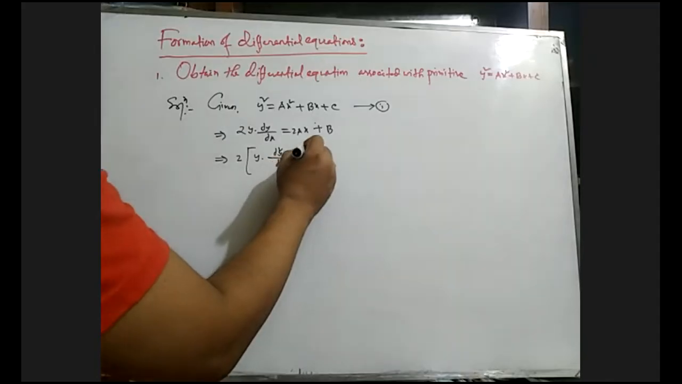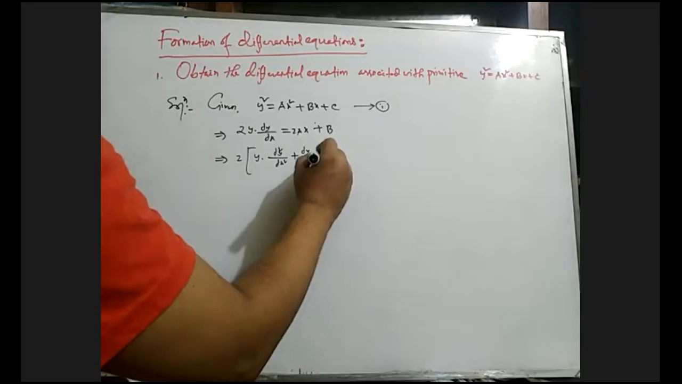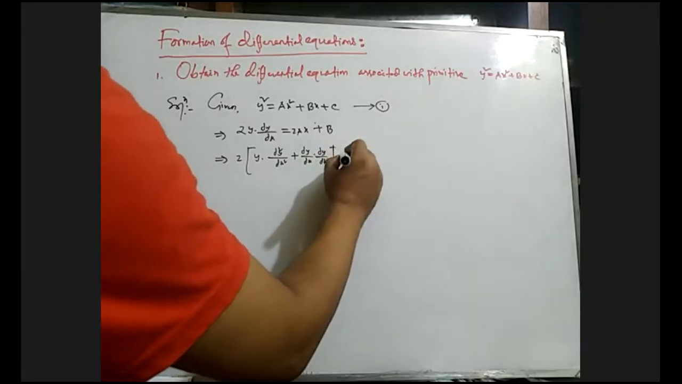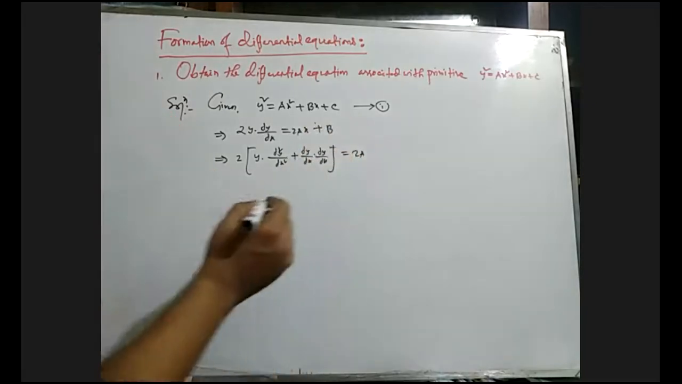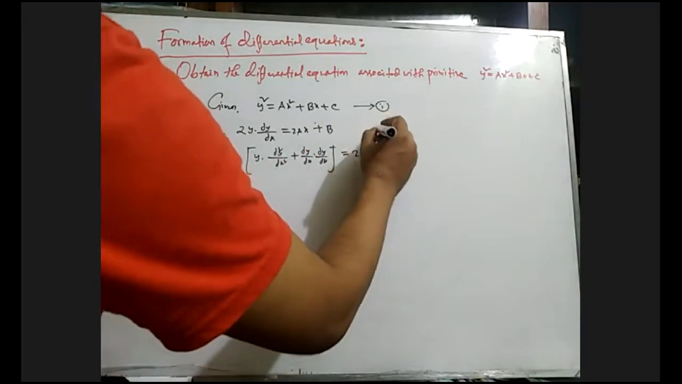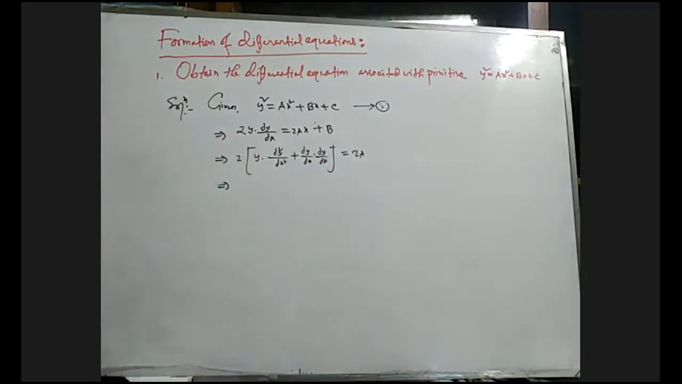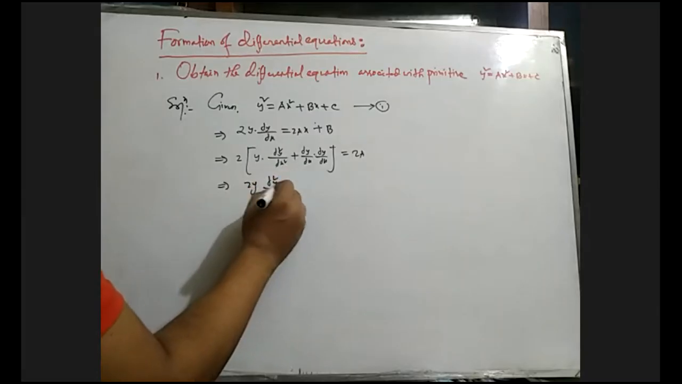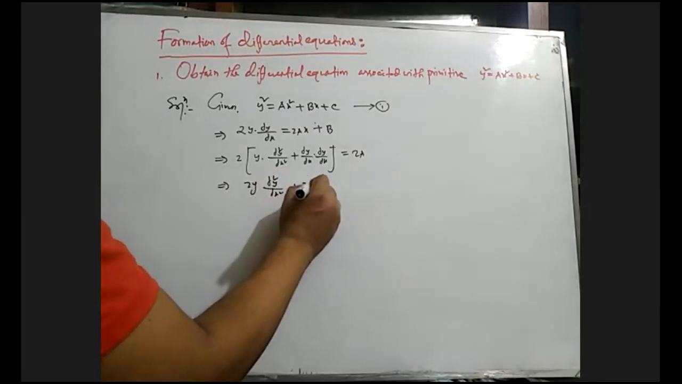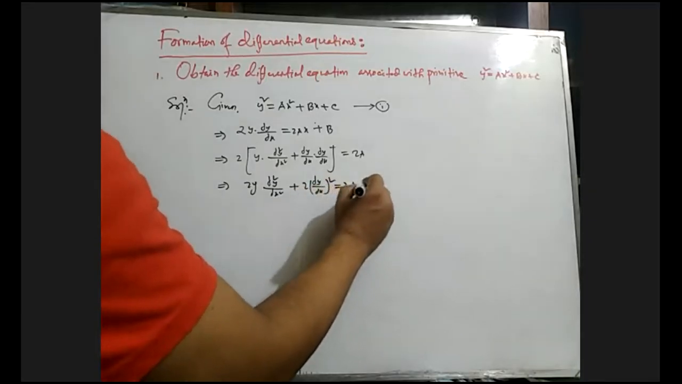Then b into d/dx of ... this will be only twice and this will be 0. This is the 2 times differentiation. After 2 times differentiation, we get this one: twice y d square y/dx square plus 2 (dy/dx) whole square equals twice a.